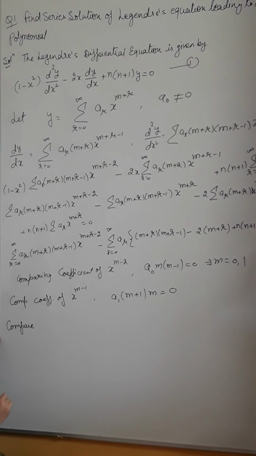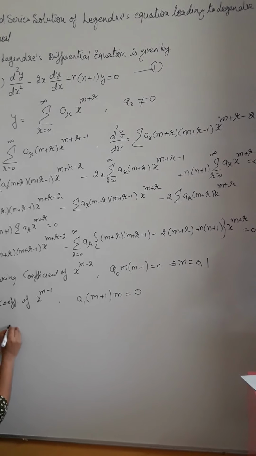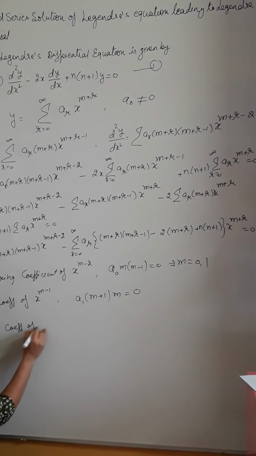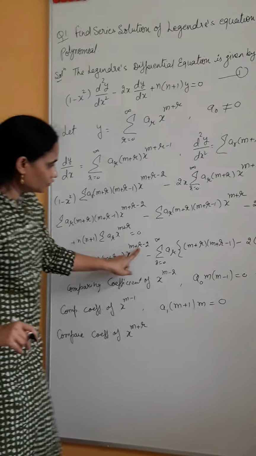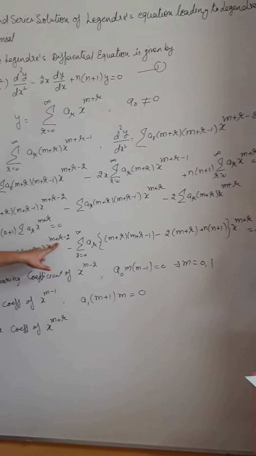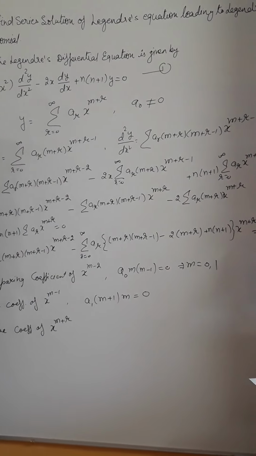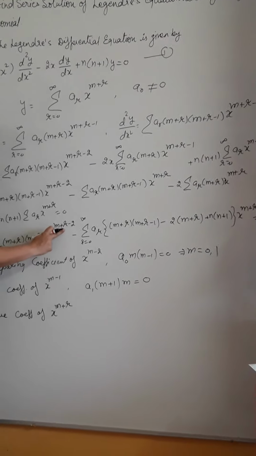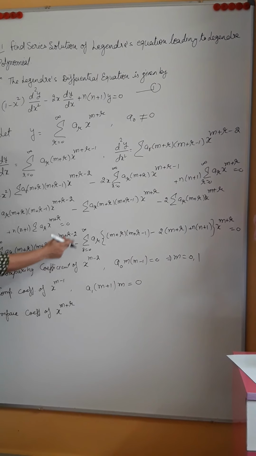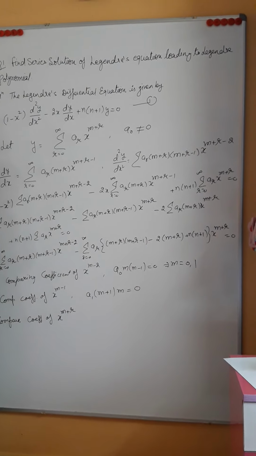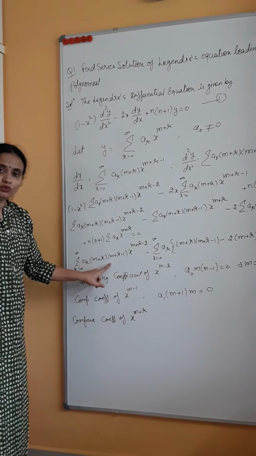the highest power. So what may be the highest power here? x power m plus r. So comparing the coefficient of x power m plus r. Why am I saying the highest power is m plus r? Out of these two only we compare. So which one is higher? m plus r. So let's take the coefficient of x power m plus r. How do we make this x power m plus r? If I make r equal to r plus 2, then I will get the power x power m plus r. So here we have to substitute in the first term, r equal to r plus 2.